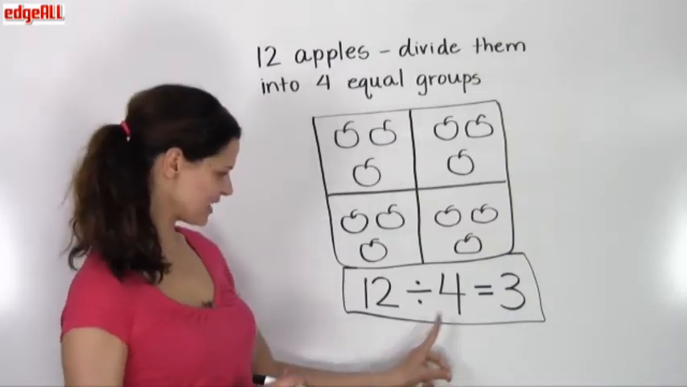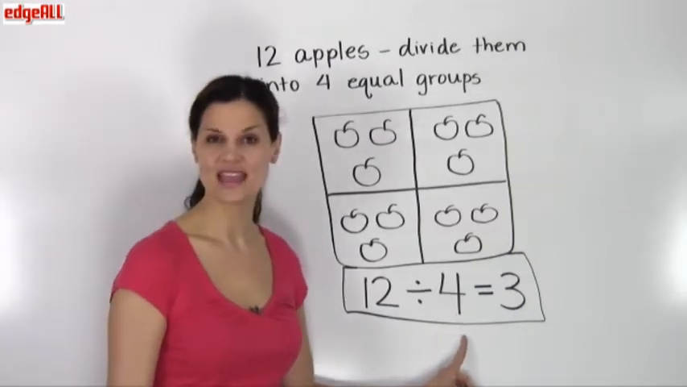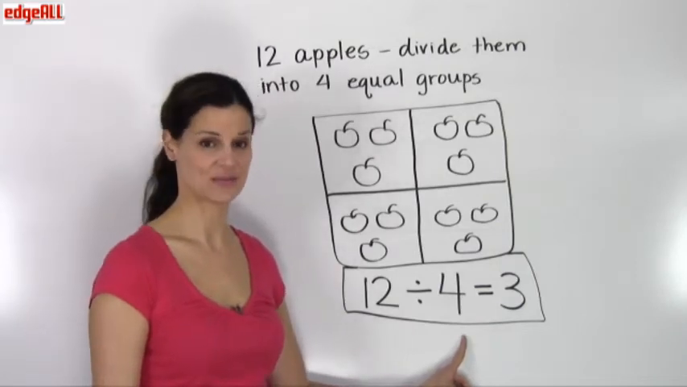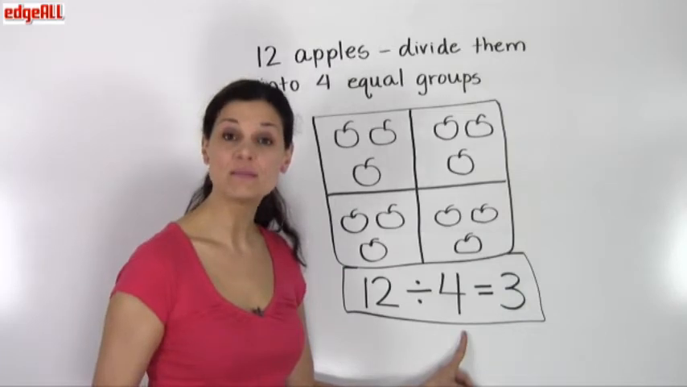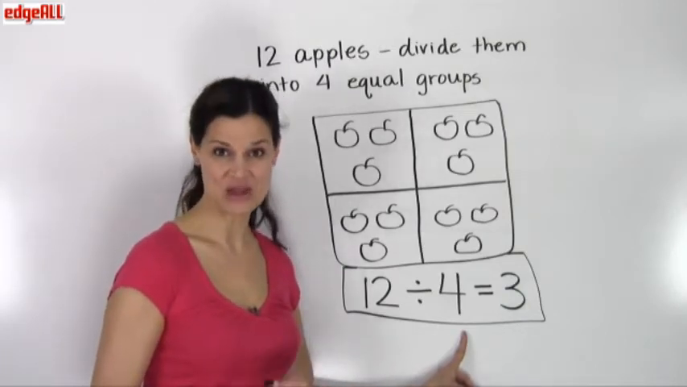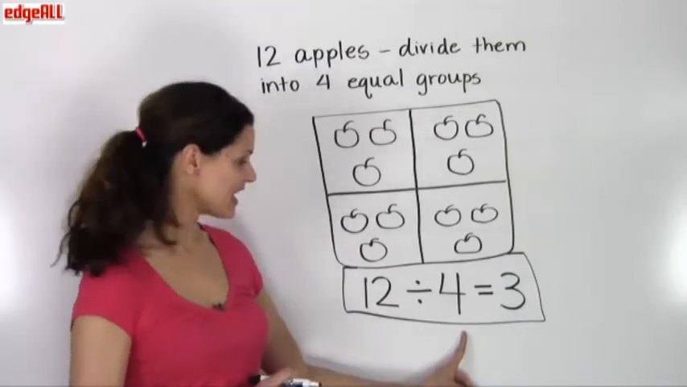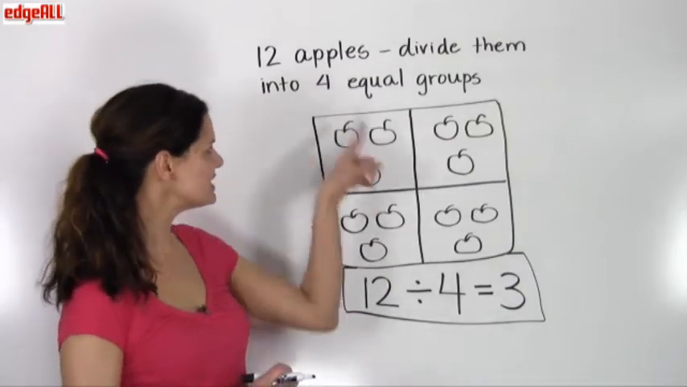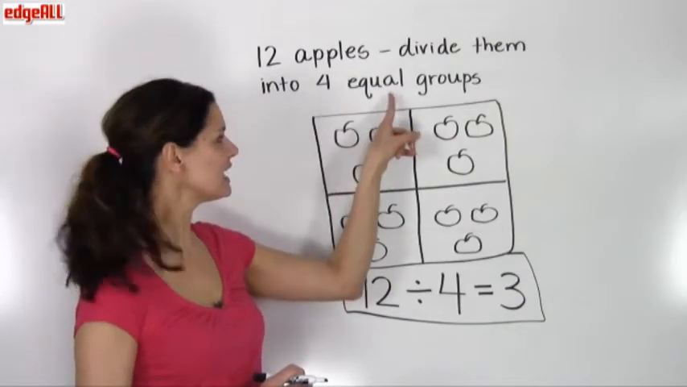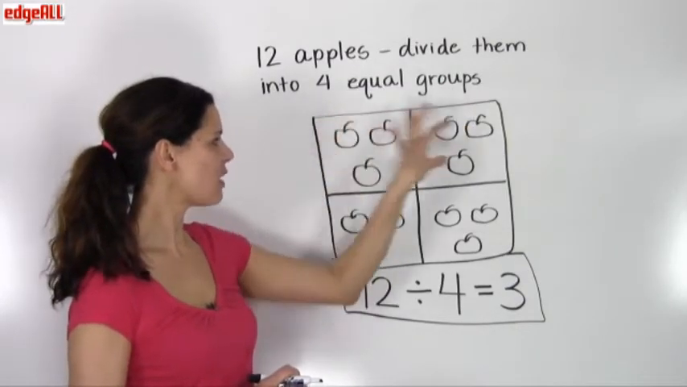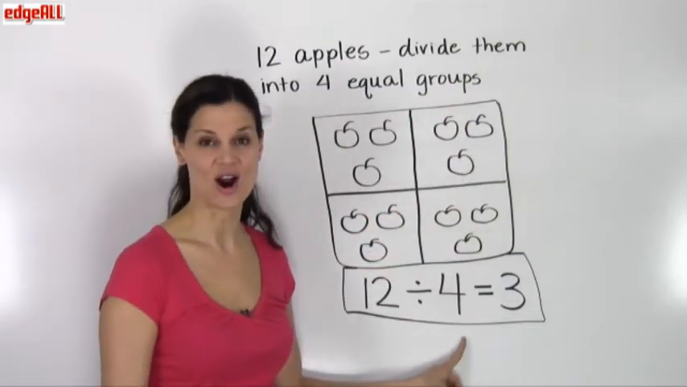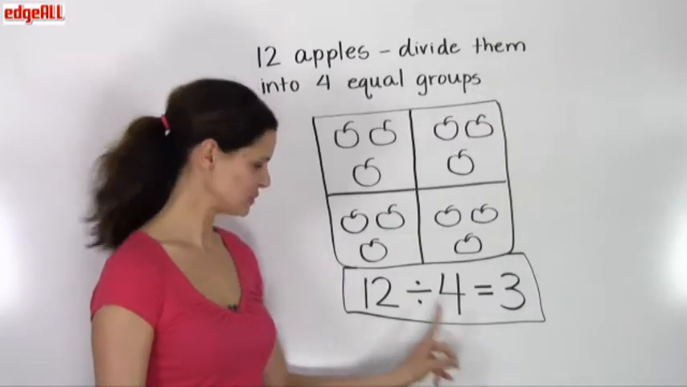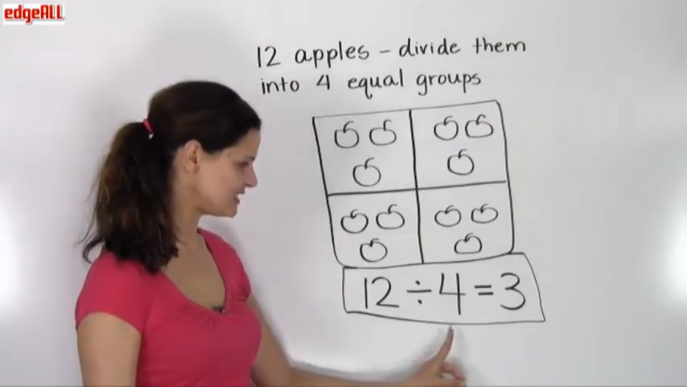The next number here, our 4, is called the divisor. And the divisor is the number of smaller groups that you want to make. And in our case, we wanted to make 4 equal, smaller groups of apples, and so 4 is our divisor. So we have the dividend and the divisor.